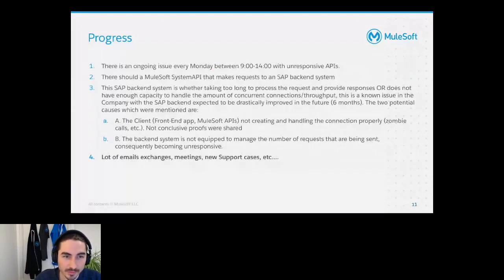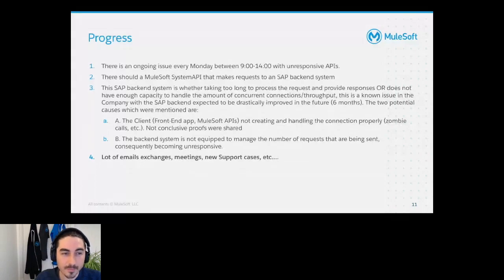The issue happens on Monday between 9 and 14. There is a MuleSoft System API that makes requests to the SAP backend system. We already have ideas of those. But what happens next is that the company knew that their backend system was a slow backend system, the SAP backend system, because of the implementation they had. And there were plans to modify it maybe in 6 months in the future so that they could improve the performance. And that's already a red flag, another red flag, the backend system being slow. It's something that we need to manage if that happens.